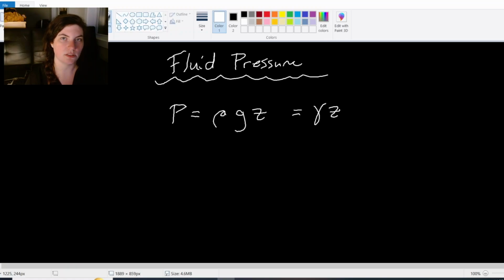As we've been talking about centroids, I want to talk about a related topic that you're going to see more as you go through your schooling, and especially if you take a fluid mechanics class. This is a basic introduction to this idea of fluids and pressure.